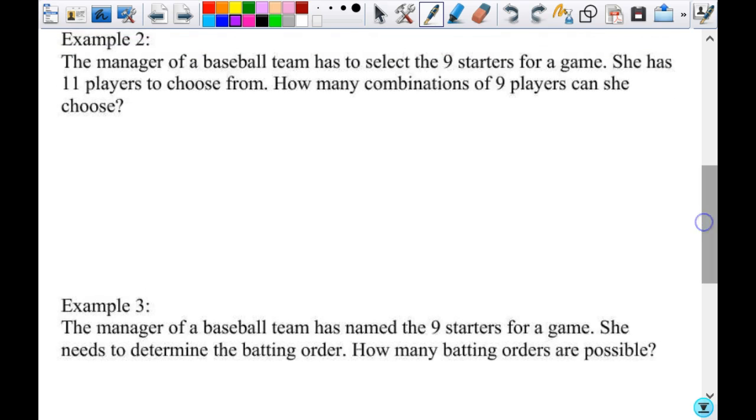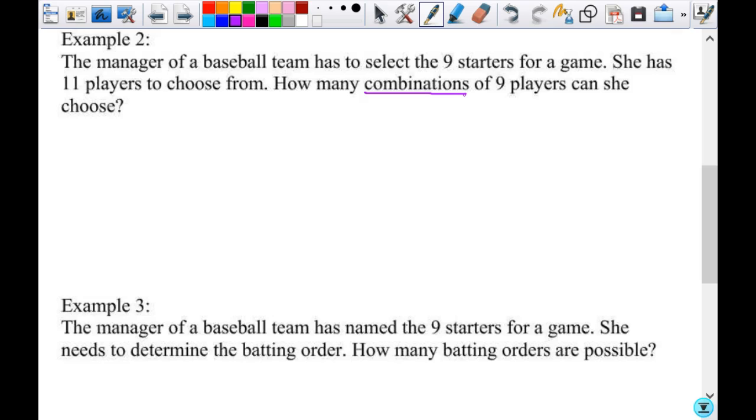So this says the manager of a baseball team has to select the 9 starters for a game. She has 11 players to choose from. How many combinations of 9 players can she choose? Permutation or combination? Combination. It kind of gives it away. You don't always get that lucky, but it says combinations of 9 players. So it's kind of right there.